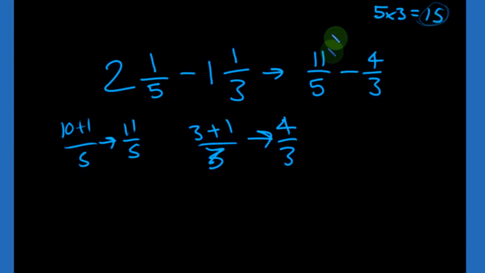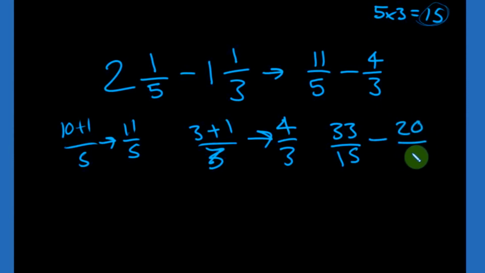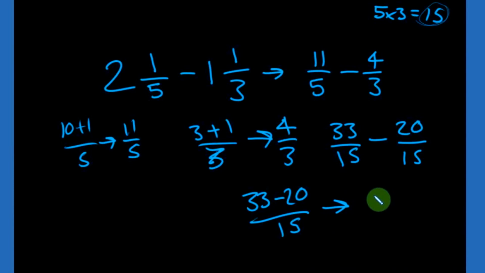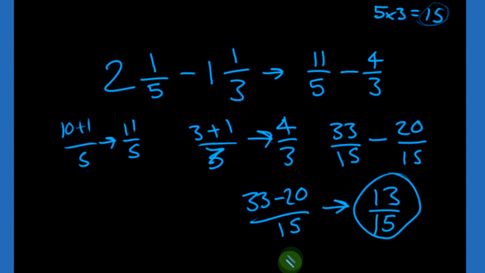In order to do that, for 11 over 5, we'd have to times top and bottom by 3, which would give you 33 over 15. And for 4 over 3, we'd have to times top and bottom by 5. So 4 times 5 is 20, 3 times 5 is 15. Finally, you can rewrite this expression as 33 minus 20 over 15, because they have the same denominator, which is 13 over 15. This is your final answer.